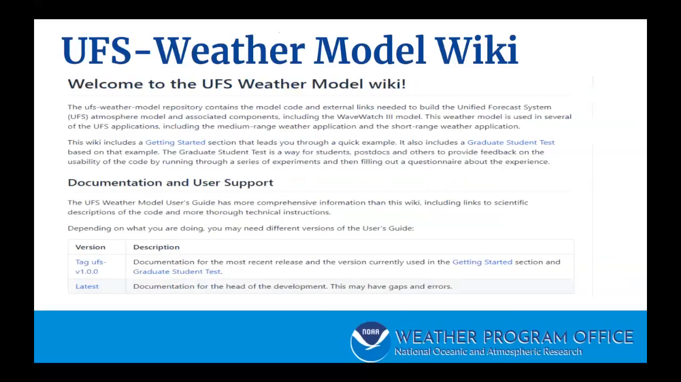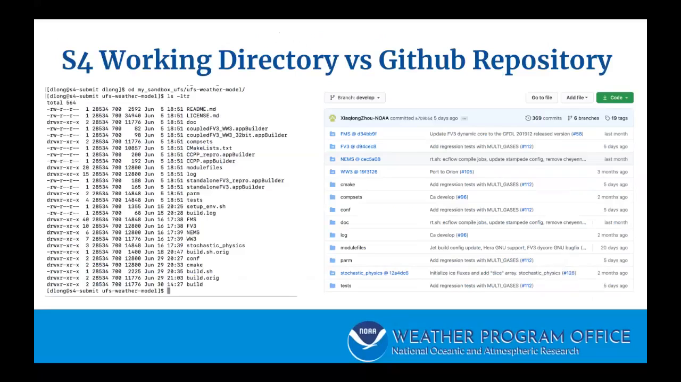And so the UFS system, again, like I said, is on GitHub. When you go, you see that there's a wiki section, and this is under development. There's still a lot of people engaged with getting things going there. When you copy it onto your working directory, so this is my S4 working directory on the left, you can see a lot of the things there are likely familiar to most people here. And then over on the right is what it looks like on the GitHub side of things. And so you can see a lot of the familiar components there.